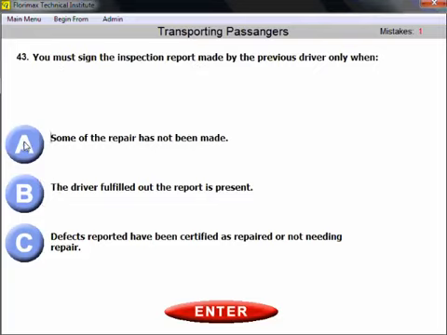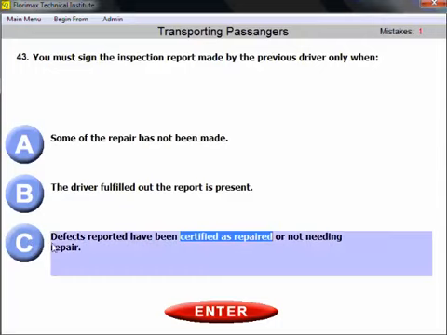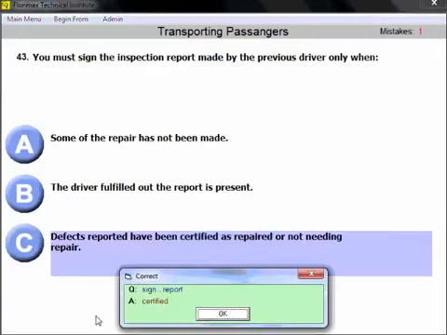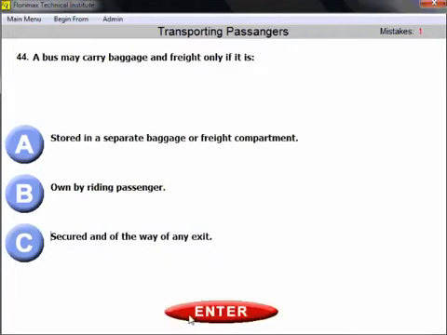Again, just try to think. You must sign the inspection report when you feel secured to sign the report, when defects reported have been certified as repaired or not needing repair. That's the only choice given. You feel comfortable to sign, I believe, right? When you see that all defects reported have been certified as repaired or not needing to be repaired.